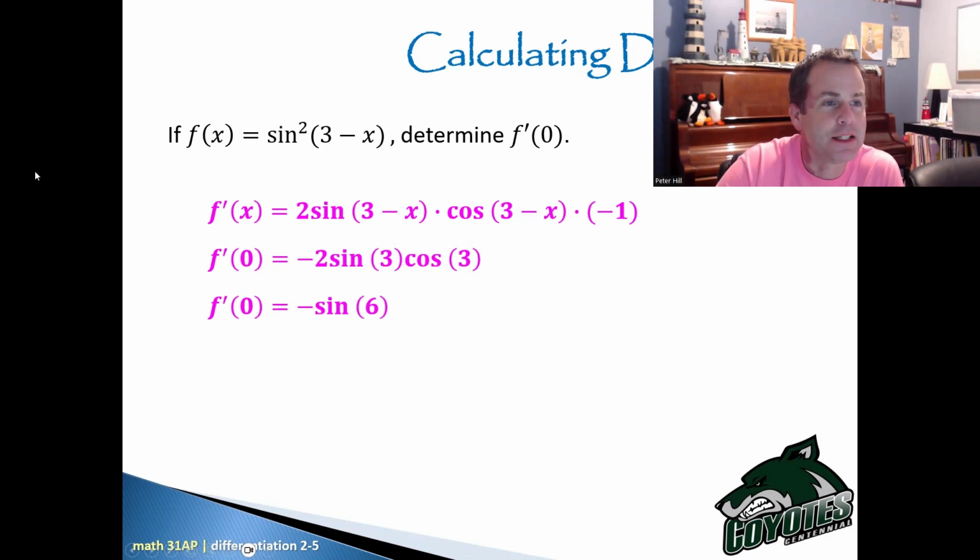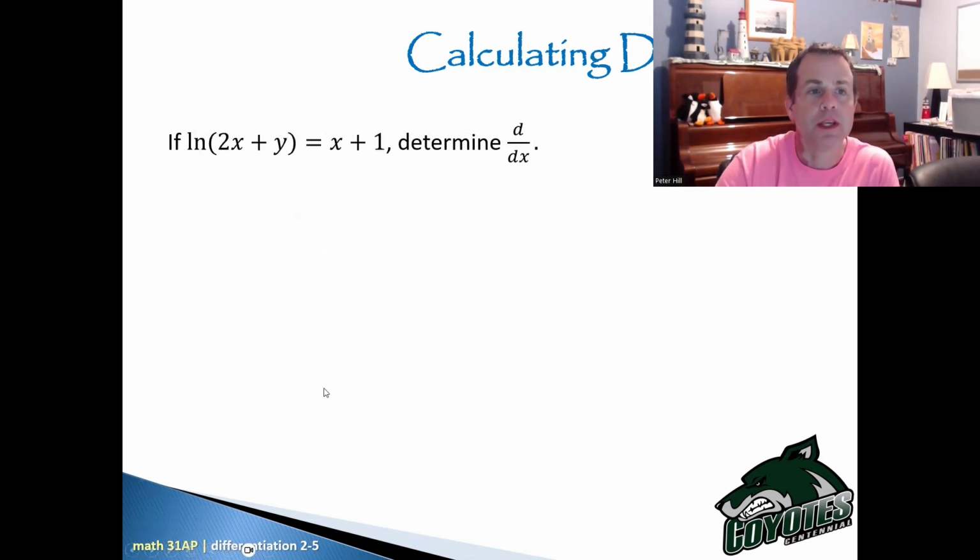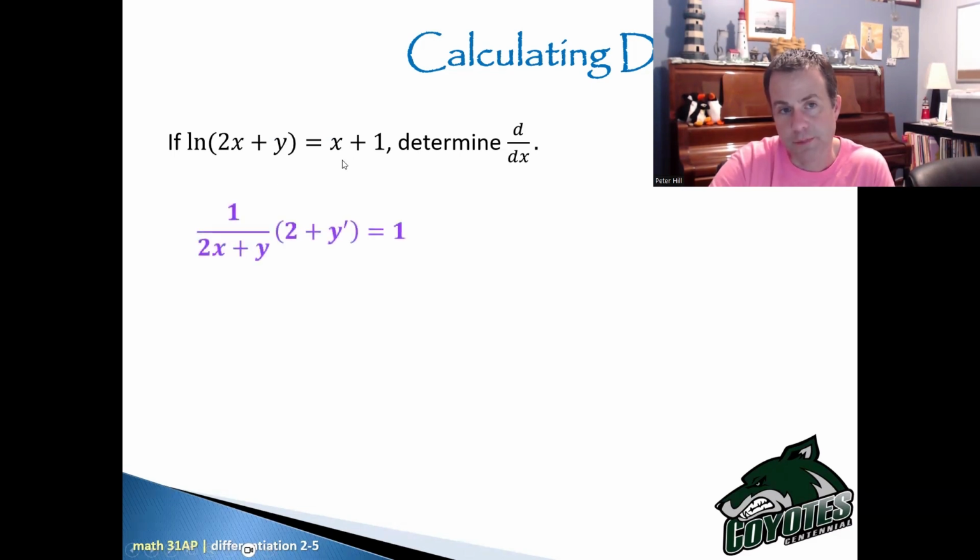It's fun. All right, good work, guys. We got this. Okay. If ln of 2x plus y equals x plus 1, determine the derivative. Okay, so I'm going to derive this implicitly. So ln of something would be 1 over the something times the derivative of the inside function. So that's going to give me 1 over 2x plus y, and then multiply that by 2 plus the derivative of y. And then that'll equal 1 on the other side.